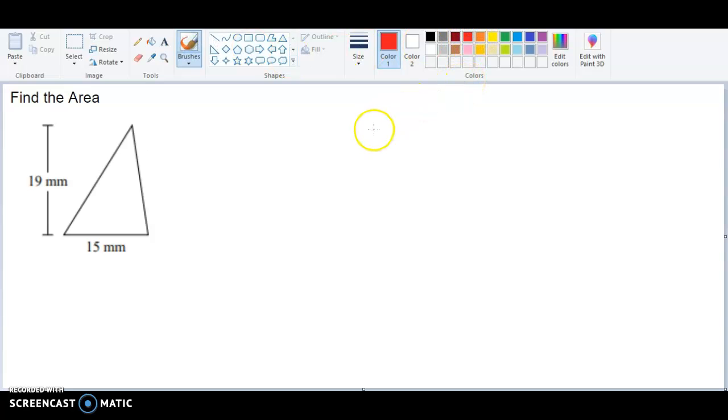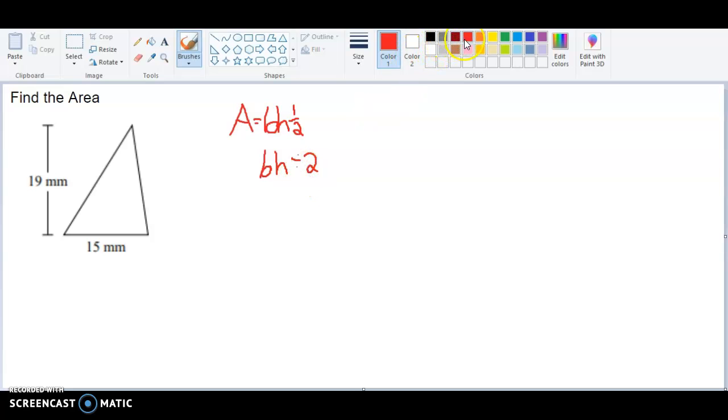Okay? The reason we're doing a review of area is because on the quiz that I gave, a lot of people had problems with the triangles. So we're just going to start there. The formula for the area of a triangle is area equals base times height times 1/2. If you're having trouble with the fraction part, it's the same as base times height divided by 2.